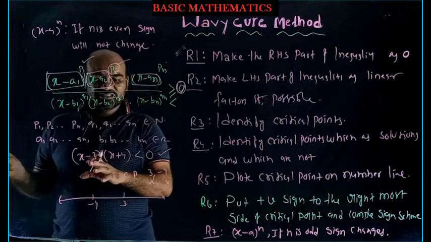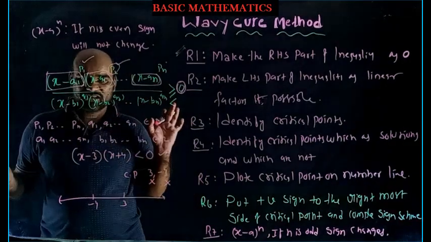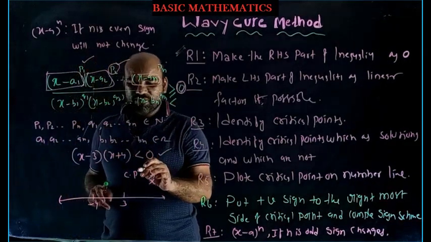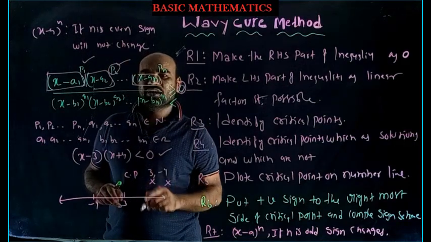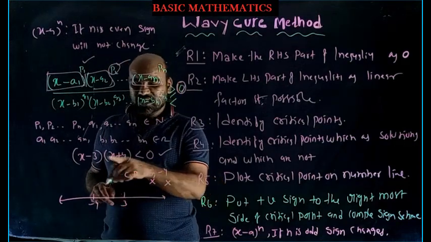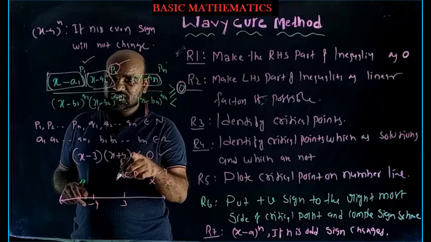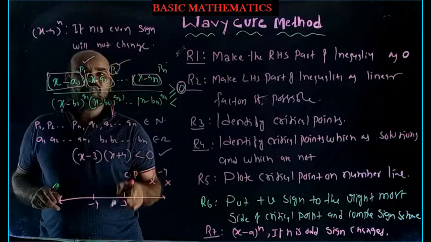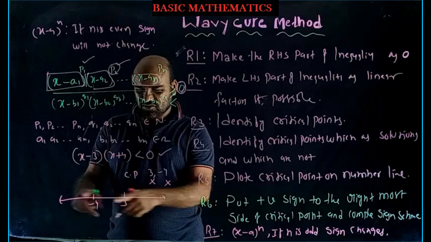Understood? (x minus 3)(x plus 4) less than 0 is given. First of all, you want to identify the critical points. 3 and minus 4 are the critical points. 3 is not satisfying, minus 4 also is not satisfying. So first of all, plot those critical points on the number line.